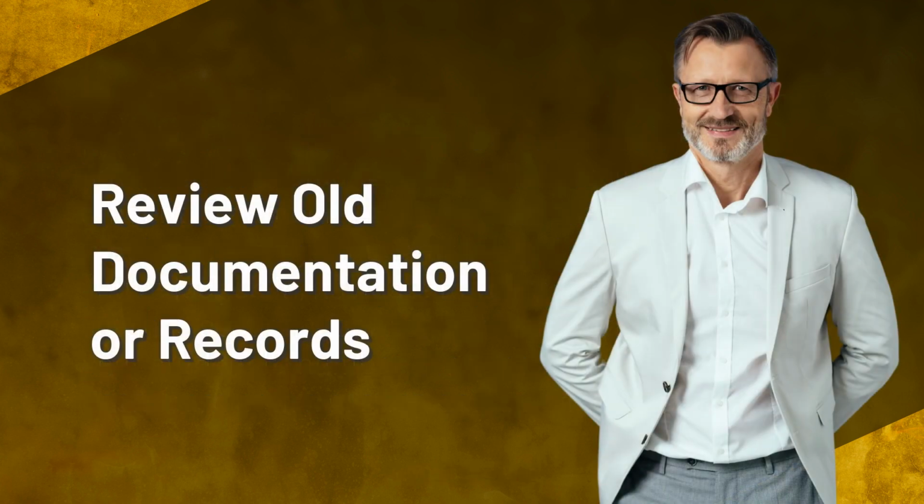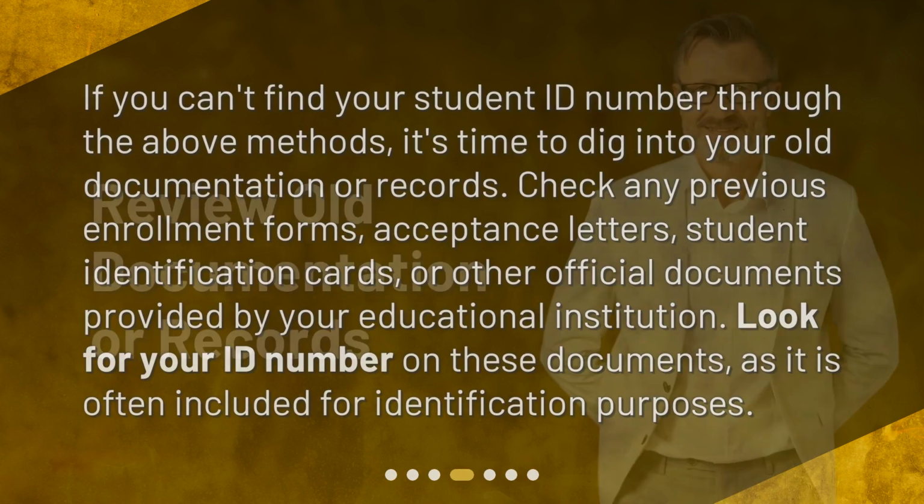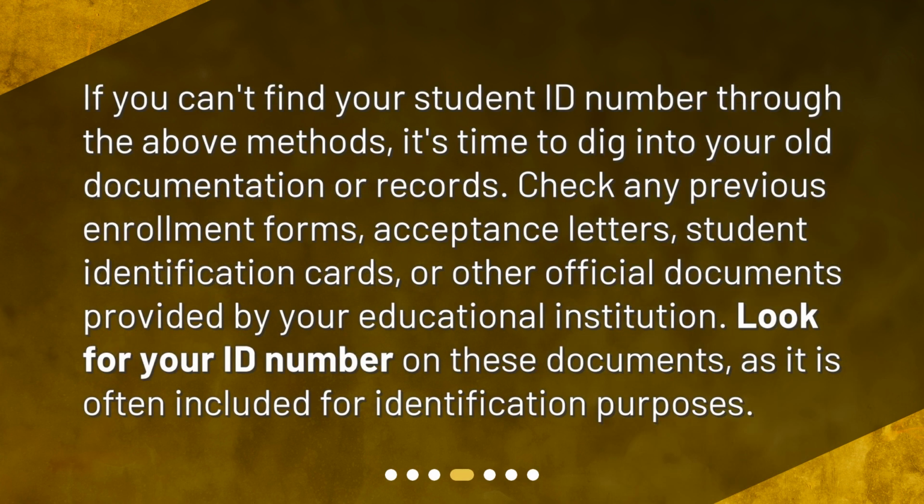Review old documentation or records. If you can't find your student ID number through the above methods, it's time to dig into your old documentation or records. Check any previous enrollment forms, acceptance letters, student identification cards, or other official documents provided by your educational institution. Look for your ID number on these documents, as it is often included for identification purposes.